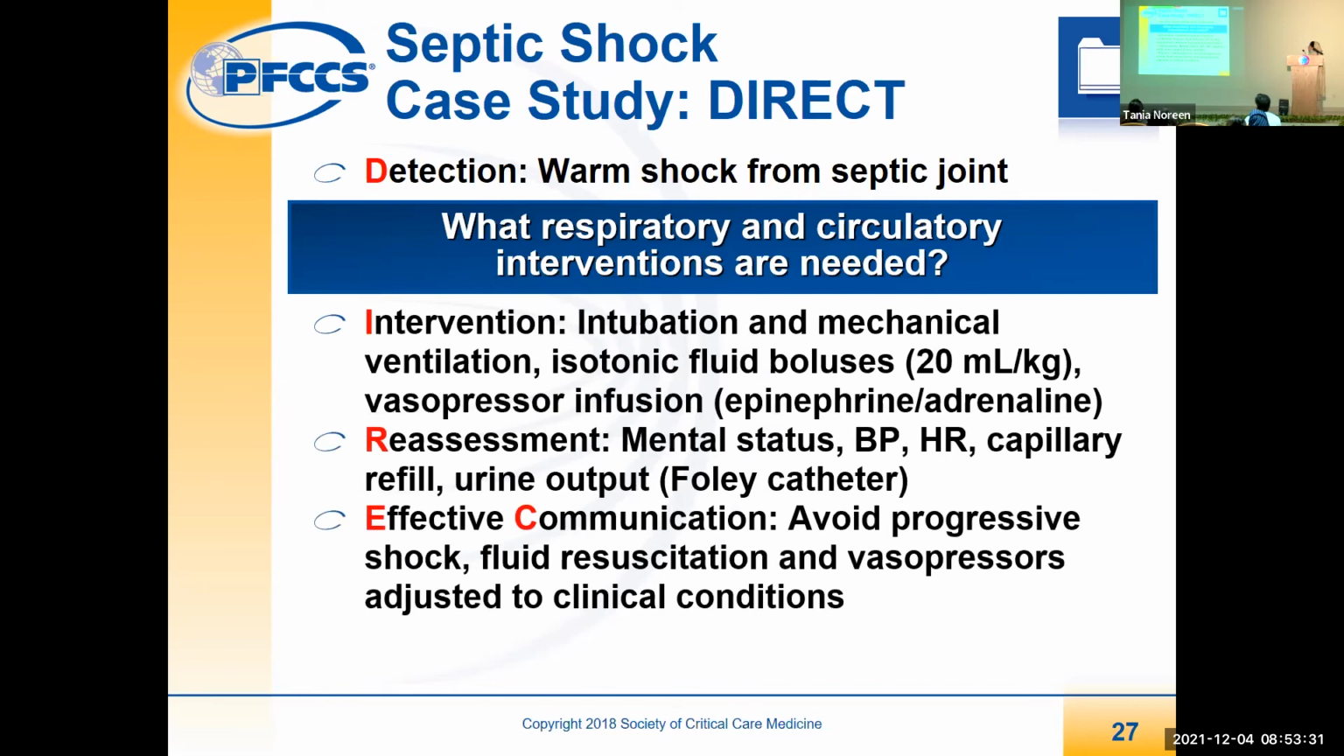In detection, we have seen that the patient is in warm shock. In intervention, you will intubate and mechanically ventilate. You can give isotonic fluid boluses of 20 ml per kg. If there is no response, then you can give a vasopressor infusion. In reassessment, you will check the mental status after fluid boluses, blood pressure, heart rate, capillary refill time and urine output. After every intervention you will see how the patient's status has improved.